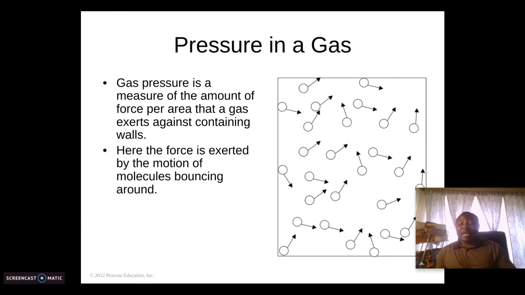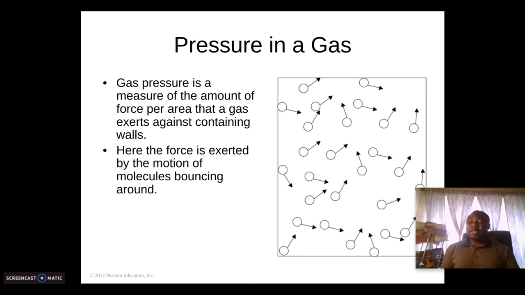Now, gas pressure is the amount of force per unit area that a gas exerts against the containing wall. So if I collect a gas, maybe nitrogen or hydrogen or whatever the gas may be, into a certain container and I want to measure the gas pressure, it will simply be the amount of force that the gas molecules inside that container are exerting on the walls of the container. And here, the force is exerted by the motion of the particles bouncing around.